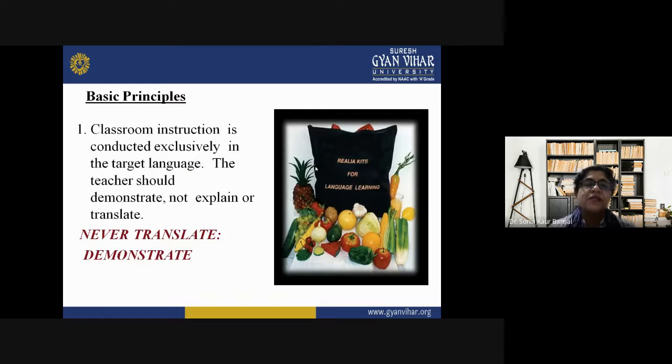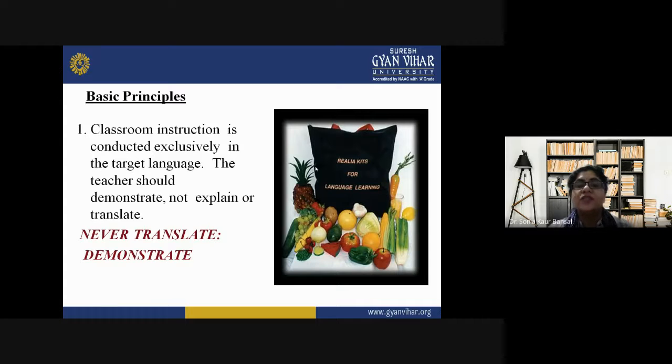Now, students, let's understand the basic principles of the direct method. What are the basic principles? Classroom instruction is conducted exclusively in the target language. The teacher should demonstrate, not explain or translate. Never translate, you demonstrate. As you all know, students are the best followers of teachers, so whatever the teacher tells them, they follow it blindly.